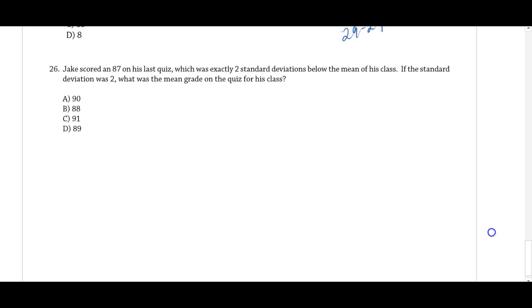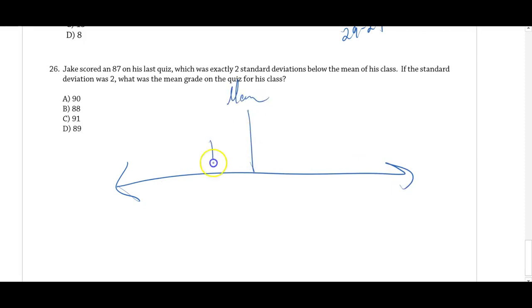And lastly, similar to what we also started today with and last week, we have an 87 on his last quiz, 2 standard deviations below the mean. So I'll get the diagram up here. So this is my mean. 1, 2, 3, 1, 2, 3. And it says we were 2 below, so 1, 2 jumps is at an 87. It says our standard deviation was 2.